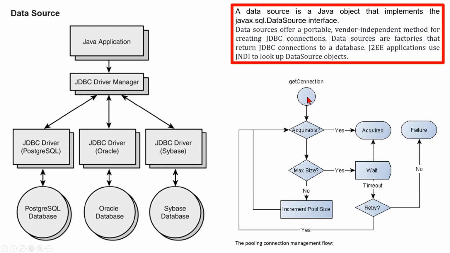Here the get connection is connected to acquirable. If acquirable is yes, it's acquired. If it is no, then check for max size, and if the max size is reached, then wait, and then wait is connected to acquired. If the max size is not reached, then increment the pool size to acquirable. Here, if it is a timeout, then retry. If the retry is no, then it's a failure, and if yes, it's connected to acquirable again, checking for acquirable.